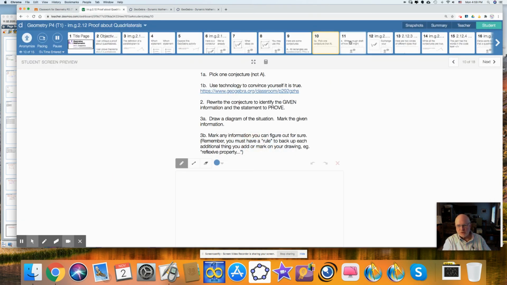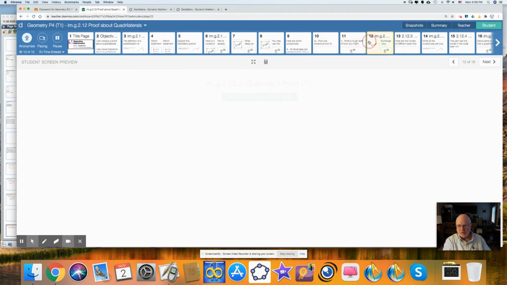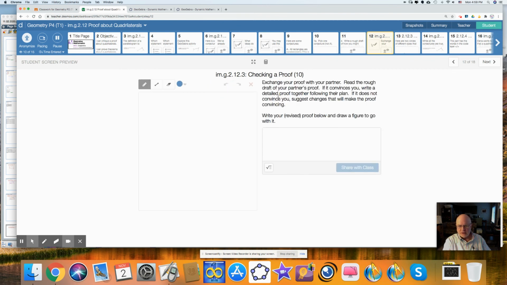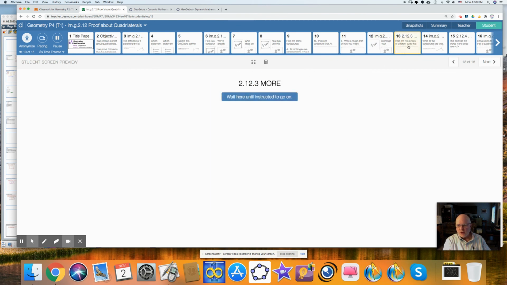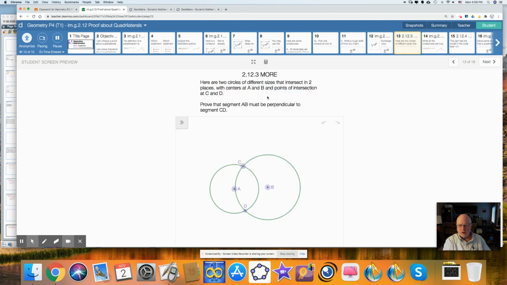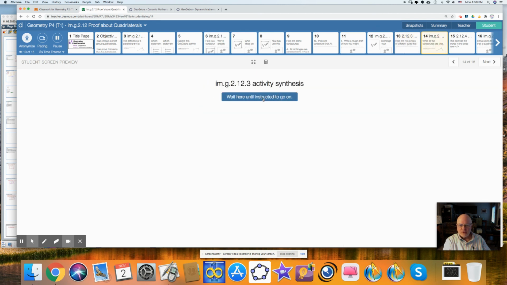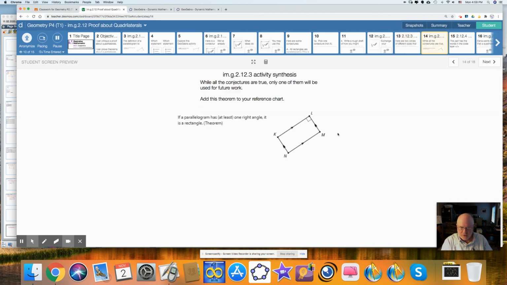And this is what you were supposed to prove one of. You wrote your rough draft, and then we checked it. We could check it with each other and look for more. There is more here. If you want to do some more experimentation, you can. But the synthesis of this activity is, while all of those conjectures are true, only one of them is what we're going to use later on. If a parallelogram has at least one right angle, it must be a rectangle. And this should find its way into your reference chart.